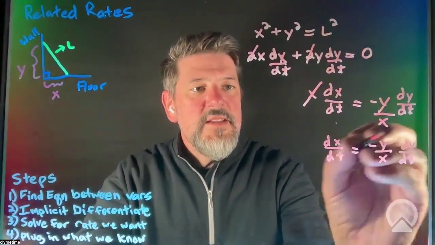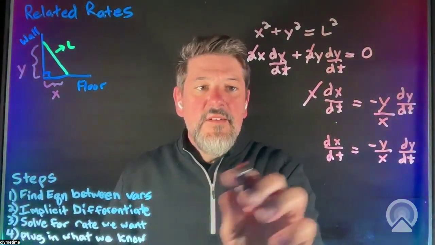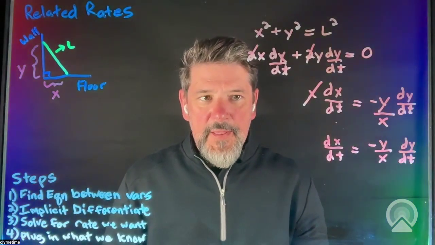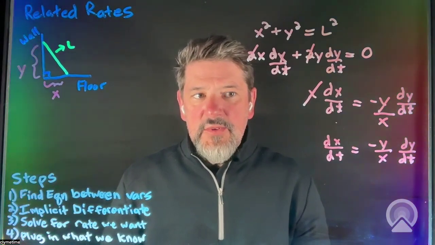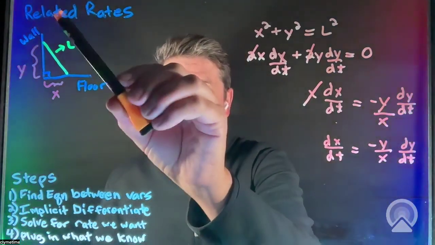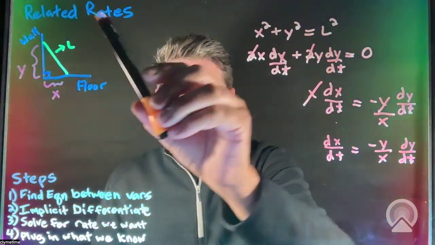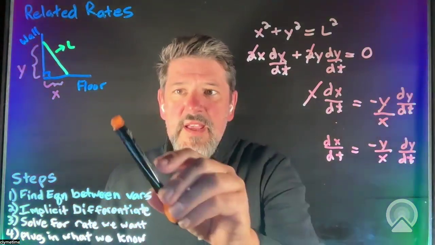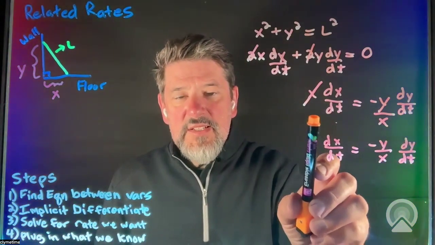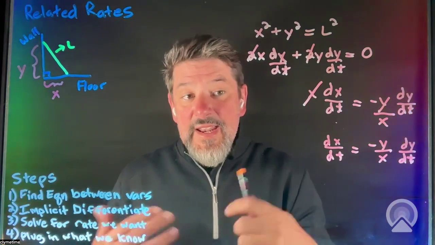All right, so that is me solving for the rate I want. I want to know how quickly x is changing. Okay, so let's talk about our example real quick and see what this means. Our example is that the ladder is slipping and falling to the ground. Since the ladder is slipping and falling to the ground, that means x is getting bigger with respect to time. So I would expect x is changing and it's getting bigger.